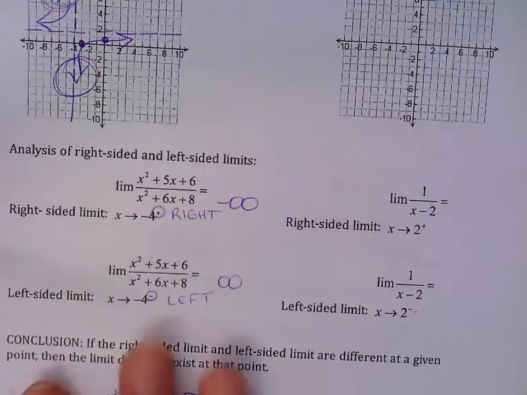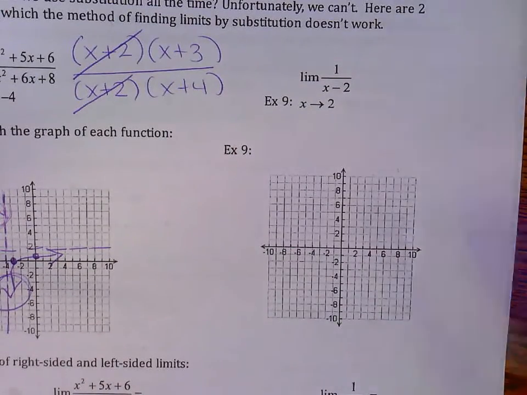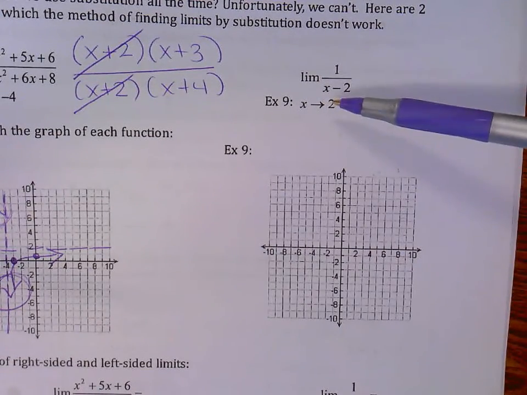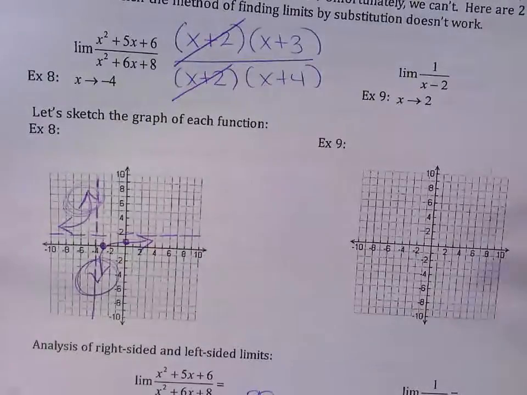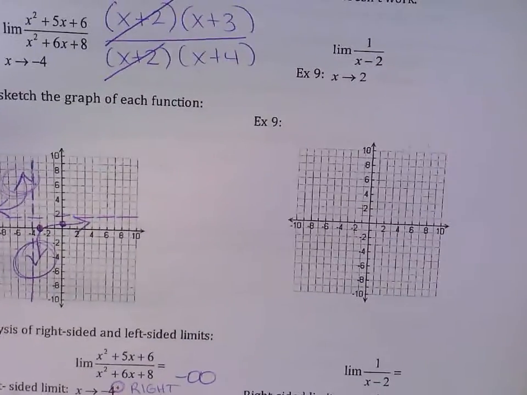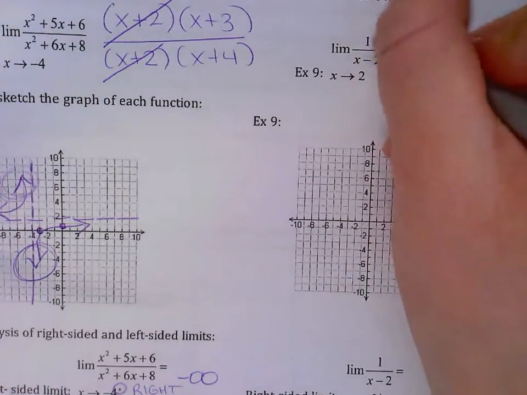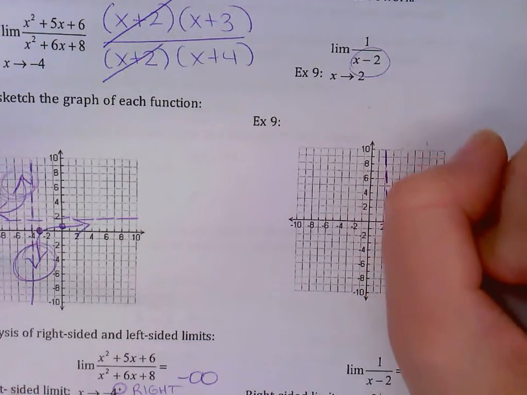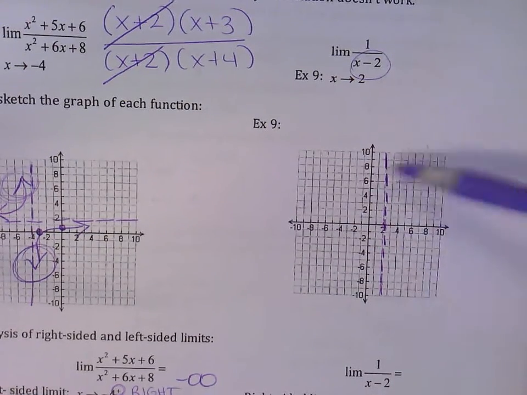So I'll show you one more example like that. I go all the way up here to example 9. When I try to plug in 2, I can't do it. There's nothing to cancel. So I'm going to show you how to sketch this graph, and maybe rational functions will start coming back to your brain, just like factoring will hopefully come back to you. X approaches 2. I have a vertical asymptote at 2, so that's the problem, right? X can't get to 2 because there's a vertical asymptote.